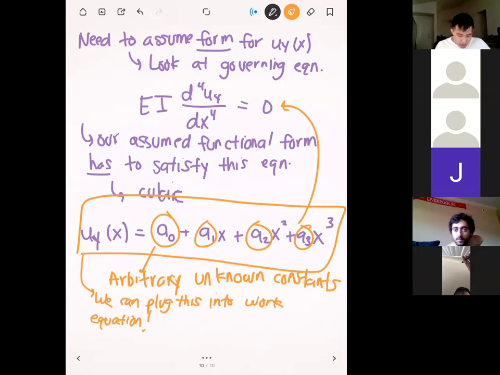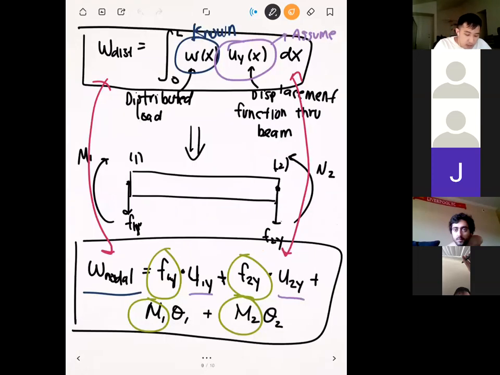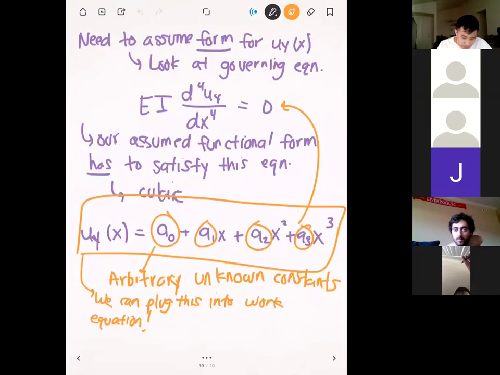So if you remember back in our work equation, we had this function right here, uy of x. And that's exactly what we have right here. So we have a uy of x. And so we can plug this guy back in. The only problem is that we don't know what all the a constants are. So we don't know a0, a1, a2, and a3. And so what I'm going to do on the next page is give you conditions on how to solve for these constants.